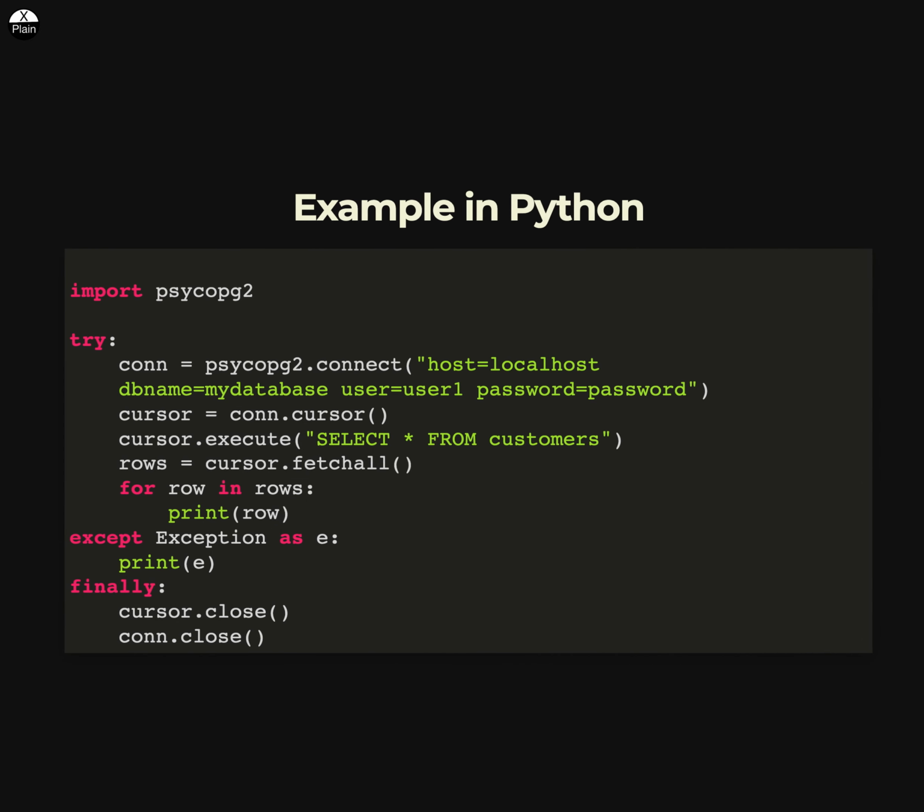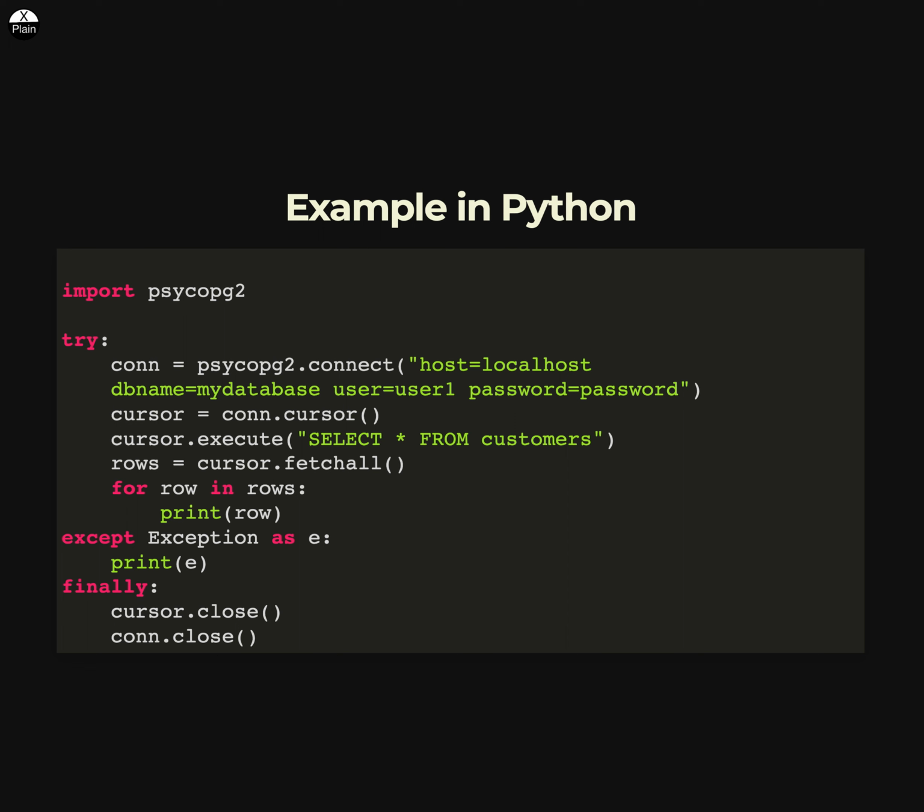Here is an example of connecting to a SQL database using Python and the Psycopg2 library. This code connects to a database called MyDatabase on the localhost using user1 and password. It then executes a select statement to retrieve all rows from the customers table and prints the results. Finally, it closes the cursor and connection to the database.